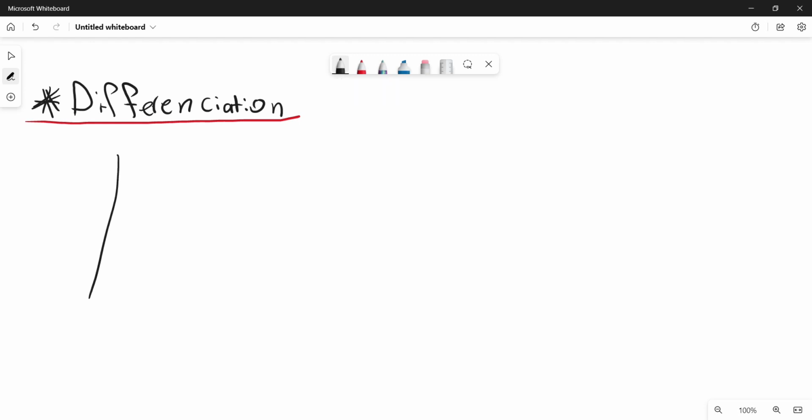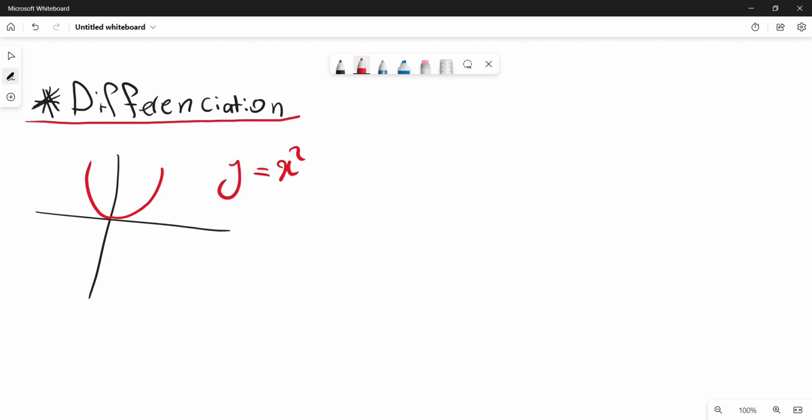Alright, so let's start with a simple quadratic function, which is y is equal to x squared. This is the basic quadratic function, and we're going to start differentiating this function.